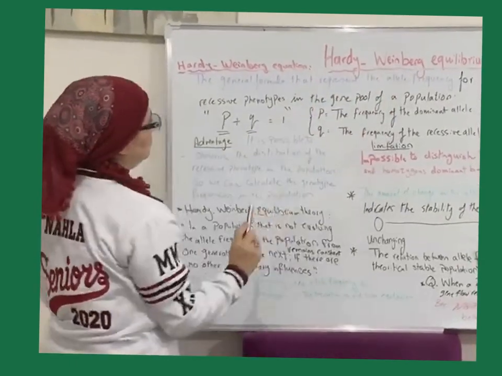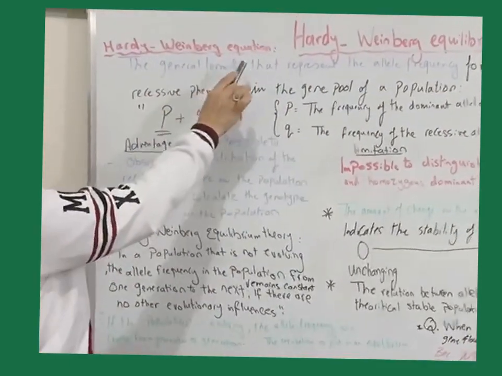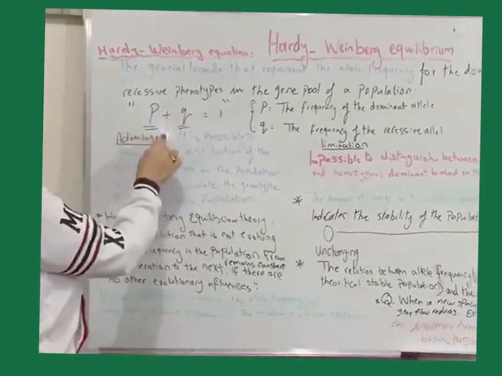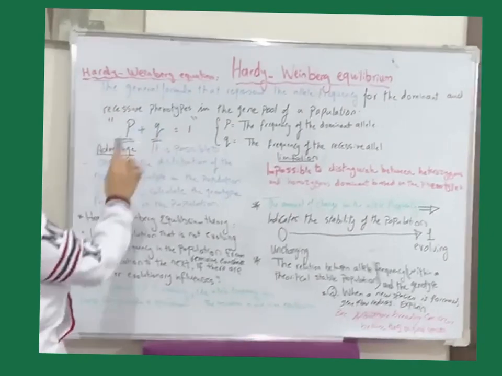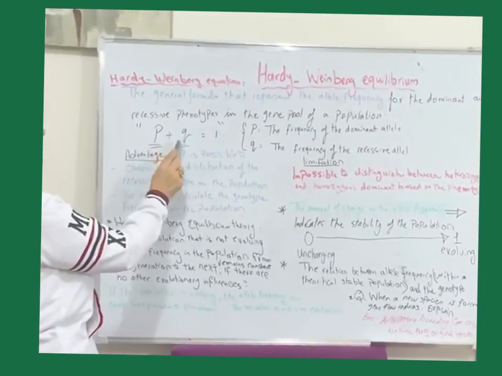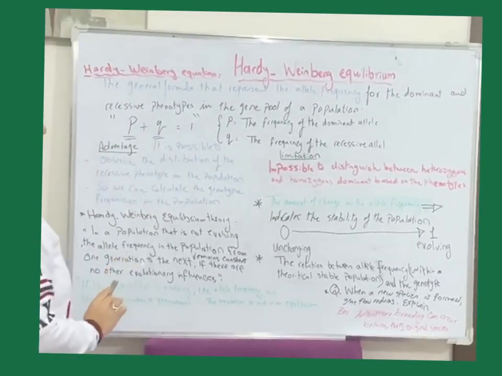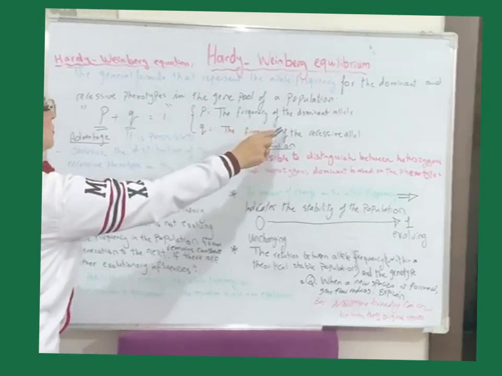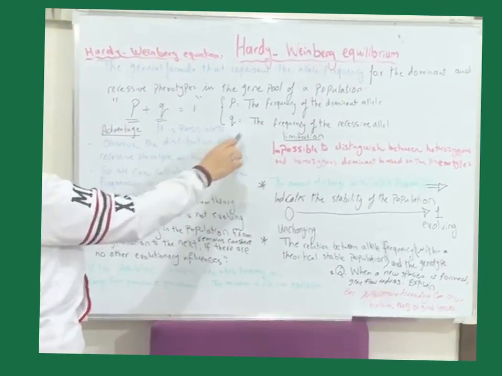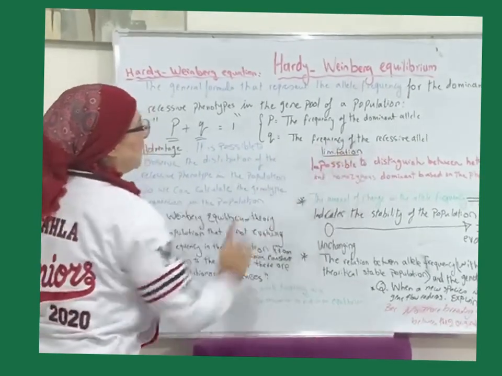Hardy-Weinberg equilibrium. The Hardy-Weinberg equation is a general formula that is used to represent the allele frequency for the dominant and the recessive phenotype in the gene pool of the population, where P is the frequency of the dominant allele, while Q is the frequency of the recessive allele.